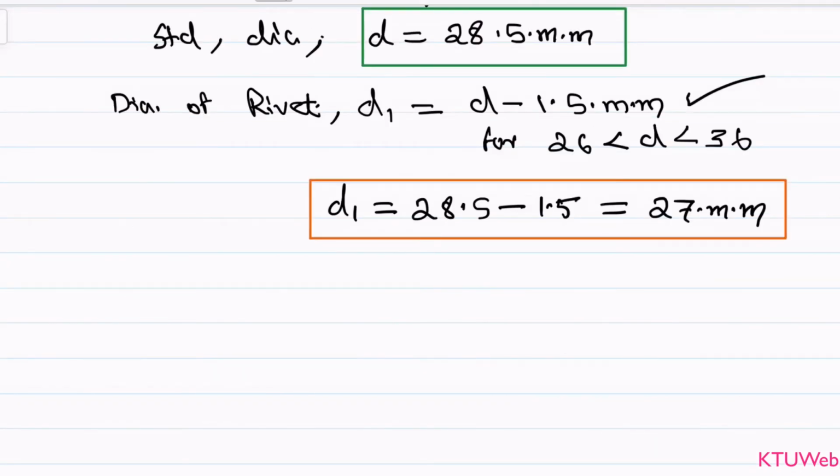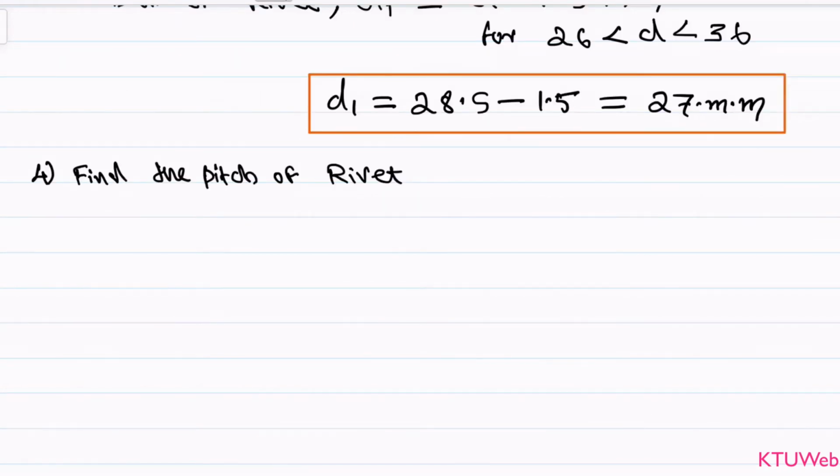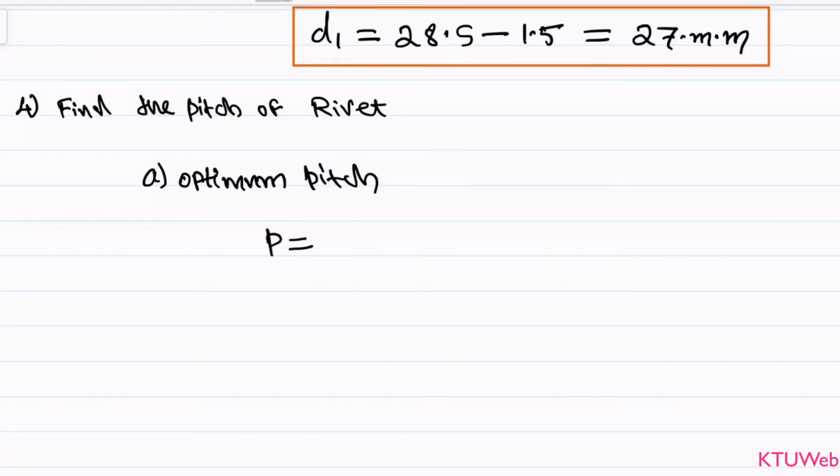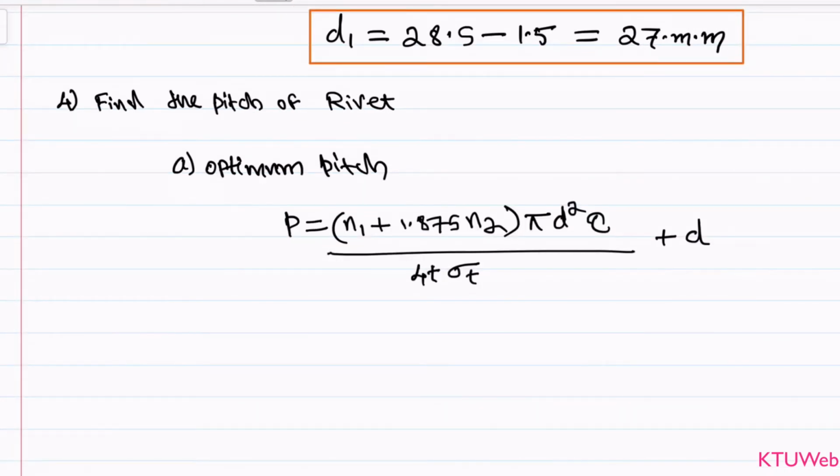Then we can go for the fourth step, where we have to find the pitch of rivets. When you find the pitch of rivets, we have to find the optimum pitch and the maximum pitch. If the optimum pitch is less than the maximum pitch, we can use that value. If the optimum pitch is higher than the maximum possible pitch as per the standard, we have to choose the maximum pitch to proceed with the design. The optimum pitch P is given by the formula from the data book, and we can apply this numerical expression to find the optimum pitch.